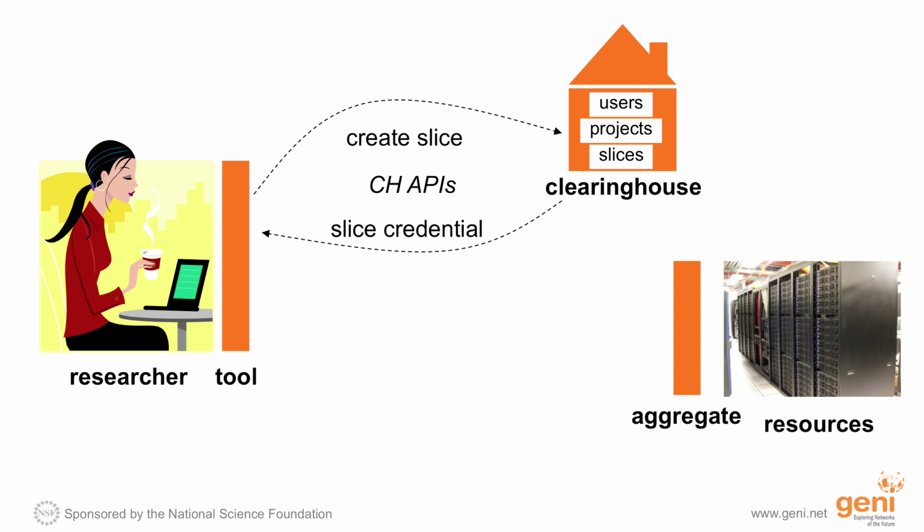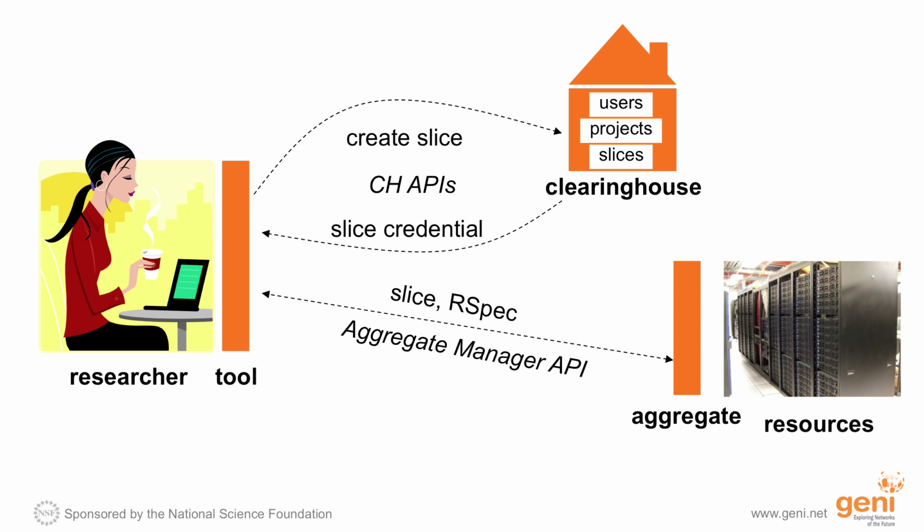In turn, her tool uses the Aggregate Manager API, or AM API, to request resources from the aggregate. For example, it passes the slice credential and carefully formatted request RSpec to the aggregate, and the aggregate replies in kind. Let's examine this process in more detail.